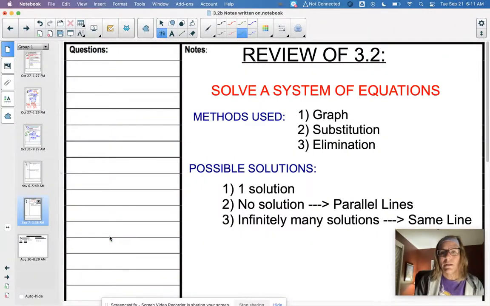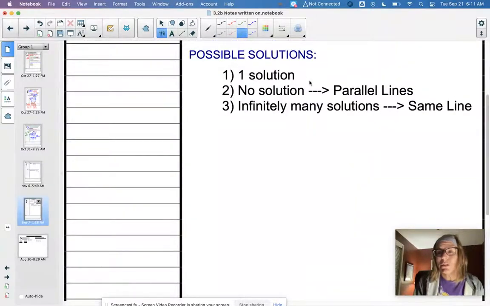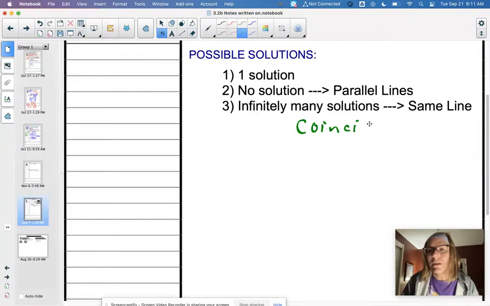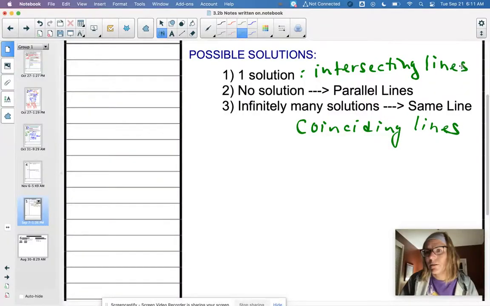All right, this is a quick review, which we've kind of talked about already, but we have 3 methods: graph, substitution, elimination. Possible solutions are one solution, no solution, which are parallel lines, infinitely many solutions, which is the same line, which we call coinciding lines, and one solution is intersecting lines.